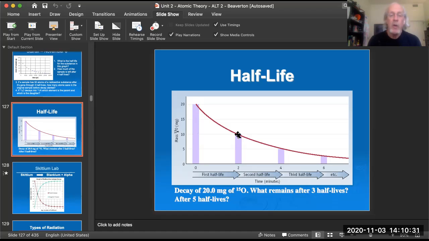And so now we lose half again. Well, half of 10 is 5. Okay, and then we lose half of that. So we're at 2.5. And so each time we lose half of what we currently have, not half of what we started with. All right, so in this case, if we start with 20 milligrams, how much remains after 1, 2, 3 half-lives? Well, it went from 20 down to 10. Then half of 10 is 5, and half of 5 is 2.5. So the answer would be 2.5 milligrams.